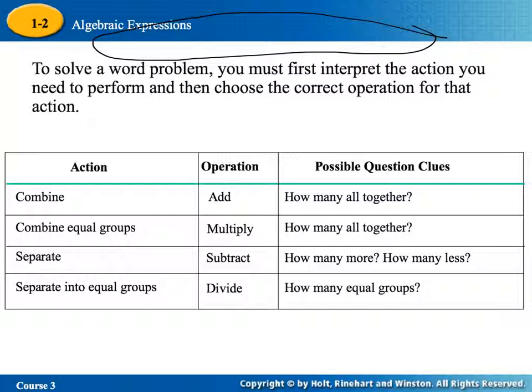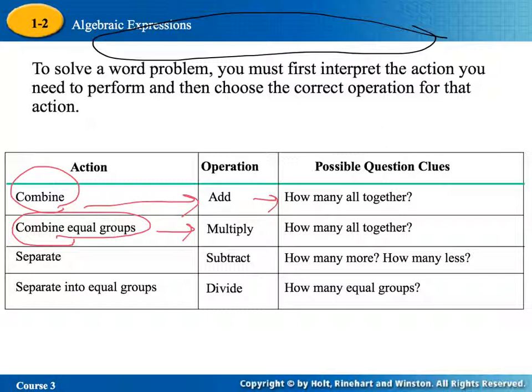So what we do is we find little things inside the word problems to figure out what we are actually going to do. So if you see the words combine, when we're talking about combining, we're going to be operating. If they ask you a clue like how many altogether, combining into equal groups. If we want it to be equal groups, we are multiplying. Again, how many altogether are we talking about?